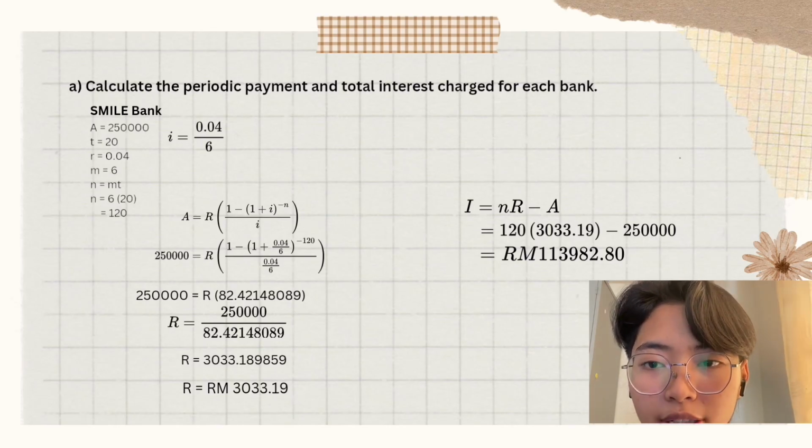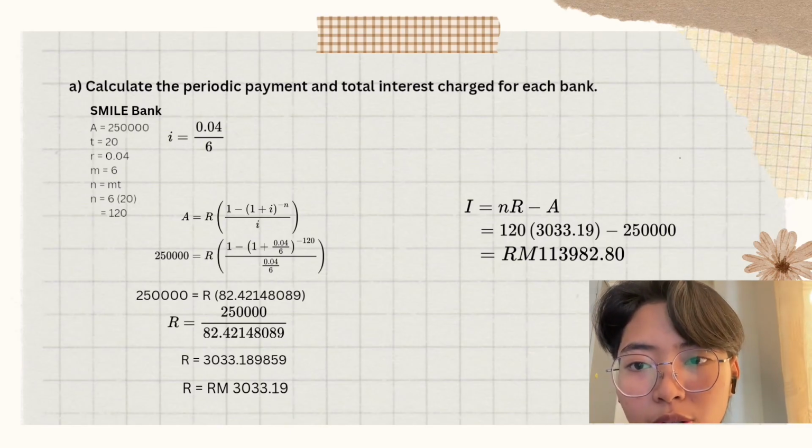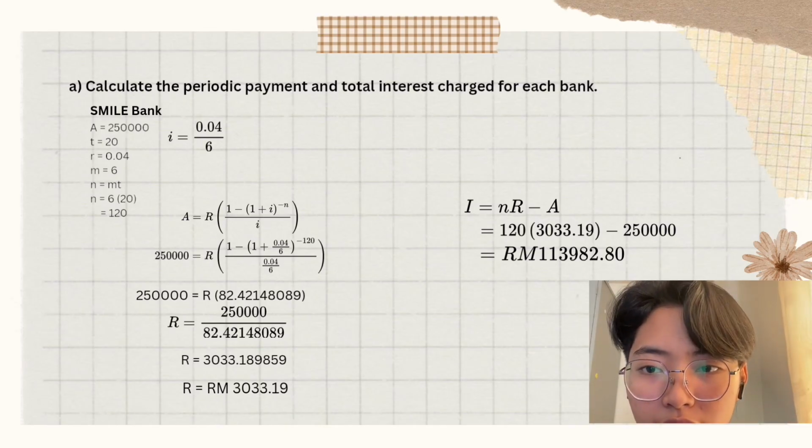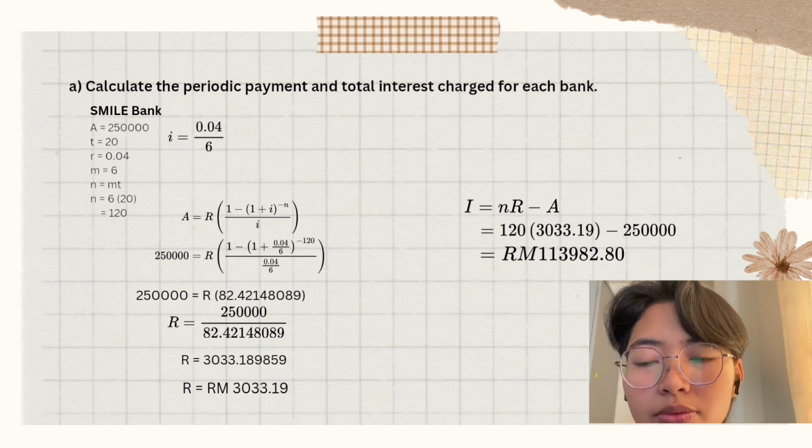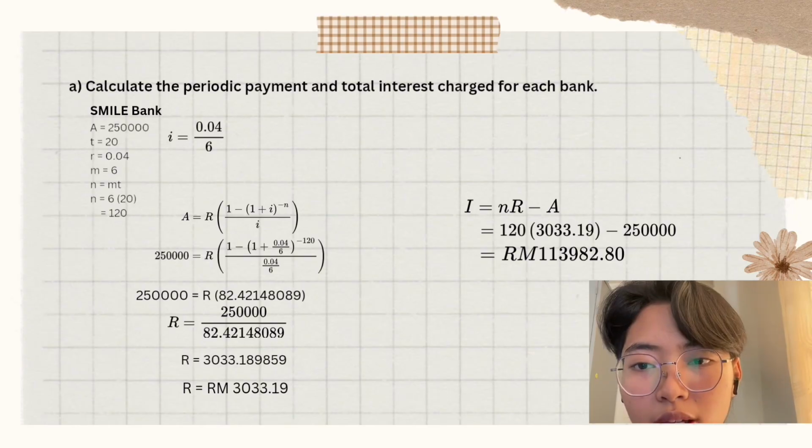Which will give us the value of 250,000 equal to R open bracket 82.42148.089. We will bring the 82.42148.089 to the left side, which will give us R equal to 250,000 over 82.42148.089. After dividing these two numbers, we will get 3,053.189,859, and after rounding off, we will get R equal to RM 3,033.